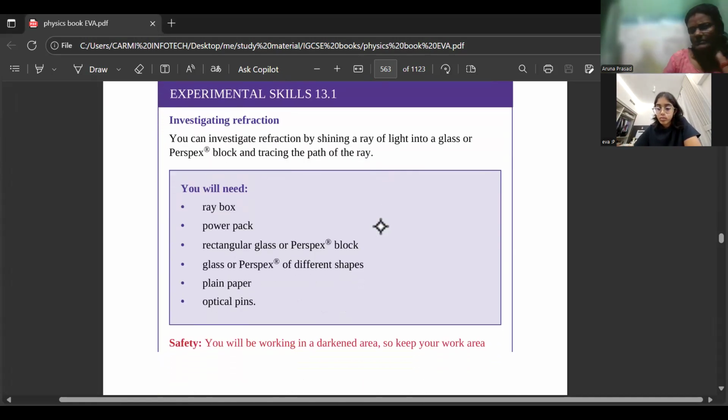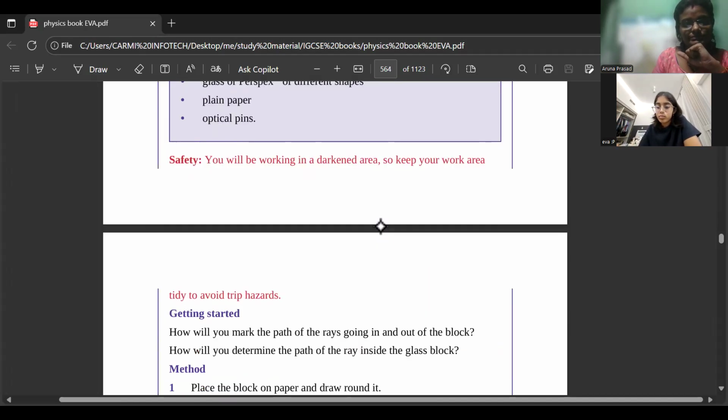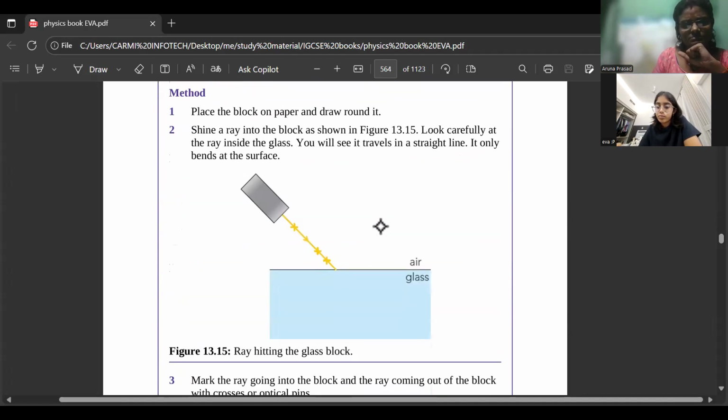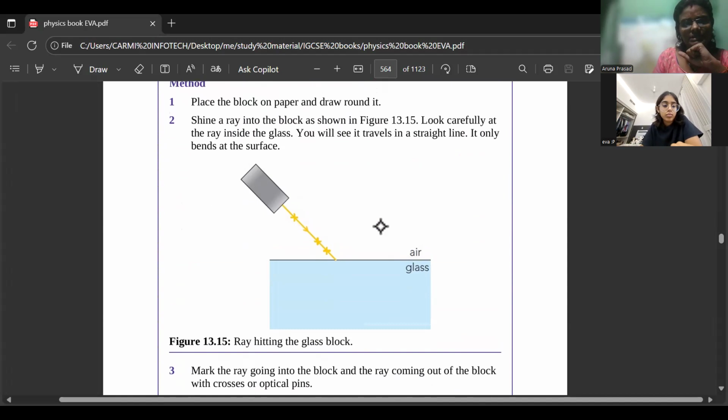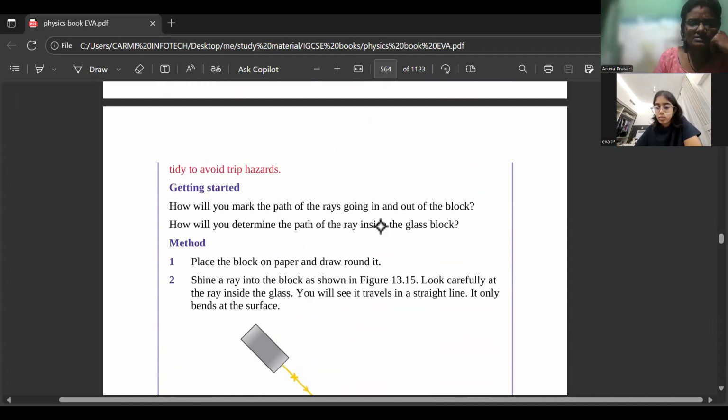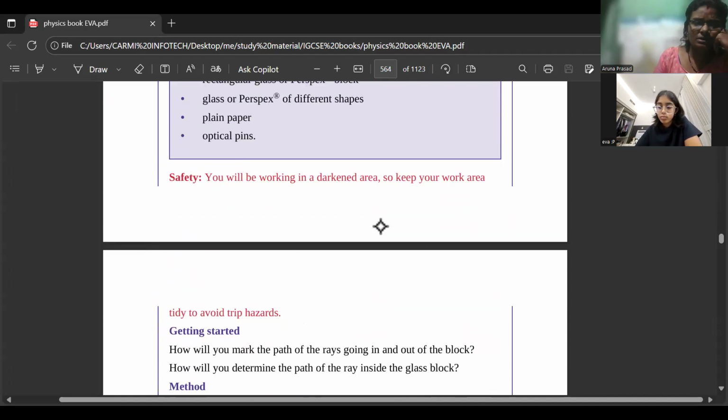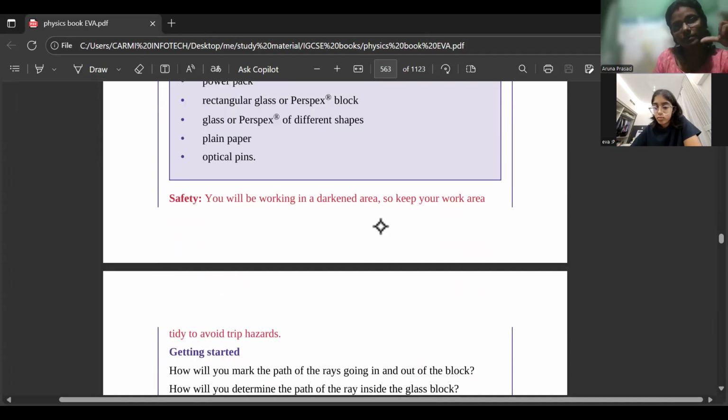Investigation: refraction. If I feel it to be important, I will take it, otherwise I will just explain and leave it. You can investigate refraction by shining a ray of light into a glass or perspex block and tracing the path of the ray. Ray box, power pack, regular glass or perspex block. This is the same ray hitting the glass. Let us see. Getting started. Pins, optical pins to place.